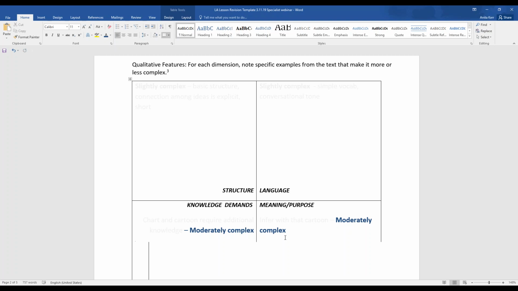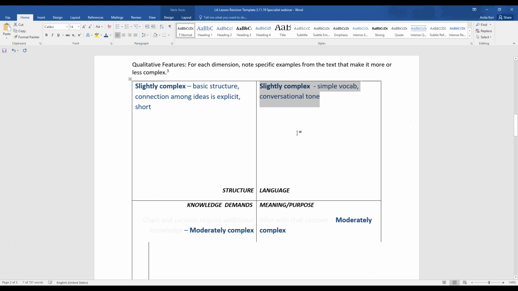Do we think that the language and the structure would fall under the slightly complex? Is that something we could all agree on as a critical friends group, that we think those two are not too difficult? Yes, that's what I thought also, that I didn't feel they were that difficult compared to the knowledge demands. Oh, you guys are so good. Apparently I was reading your mind today, because that's what I thought too.